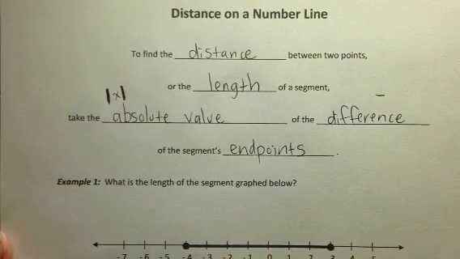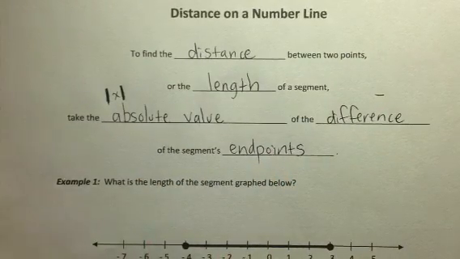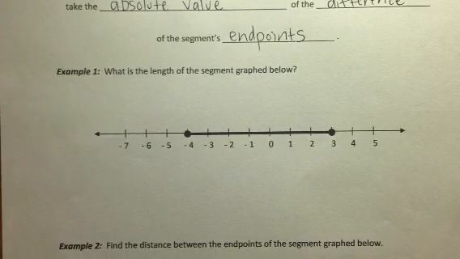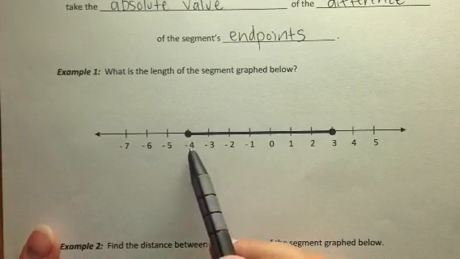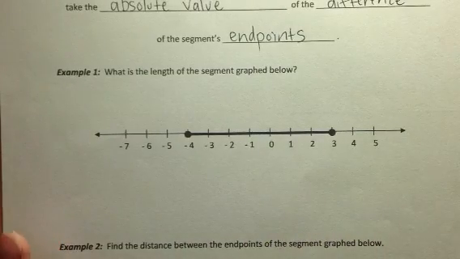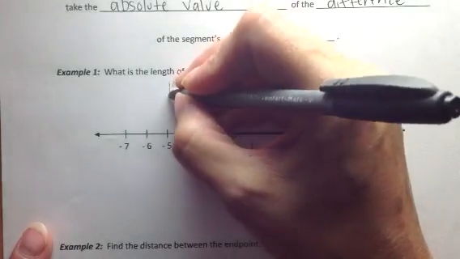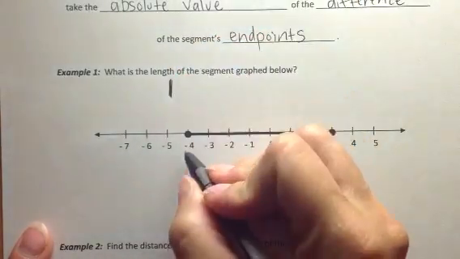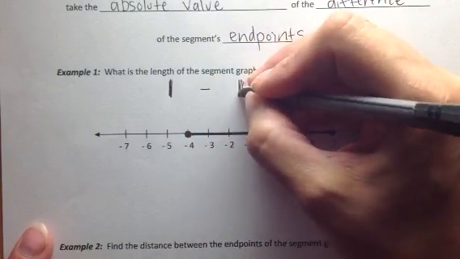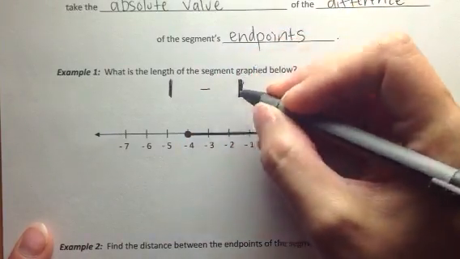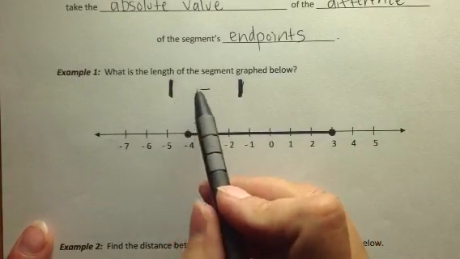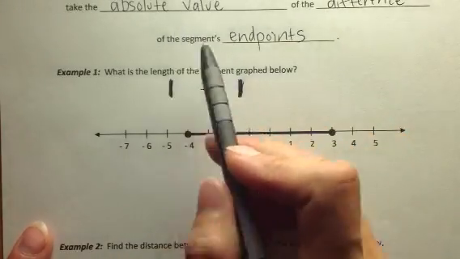Alright, so let's go ahead and try a couple examples. The first one says, what is the length of the segment graphed below? So I've got a segment here with endpoints at -4 and 3. So I'm going to actually do this twice. The first time, we're taking the difference, so we're going to subtract. It's going to be the absolute value of the difference. I make these nice and bold because I don't want them to look like the number 1. So subtract absolute value endpoints.